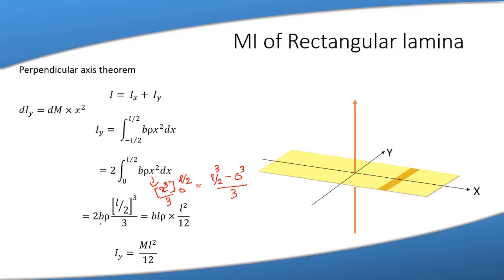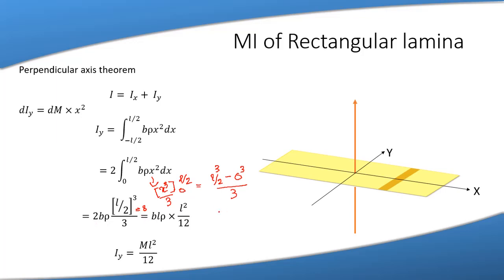That will come out, and the integral 0 to L by 2 of x square dx will become L by 2 the whole cube divided by 3. Now, what is 2 cube? It is 8. So I can multiply this 8 by 3. This 8 comes to the denominator. 8 into 3 is 24. I already have a 2 here.